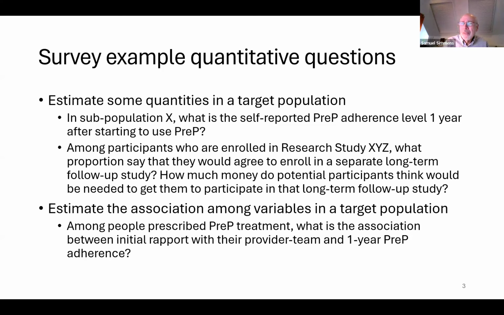And the other use for surveys that's pretty common is to actually test hypotheses or research questions that involve looking at the association among variables. So I just came up with this idea this afternoon for a study. Among people prescribed PrEP treatment, what is the association between initial rapport with their provider team and 1-year PrEP adherence, where presumably greater initial rapport is associated with greater PrEP adherence 1 year later?